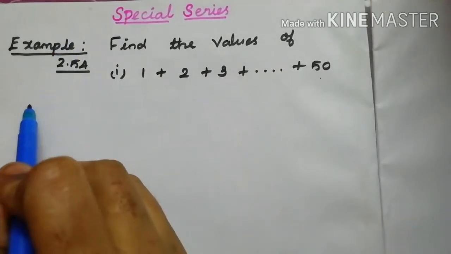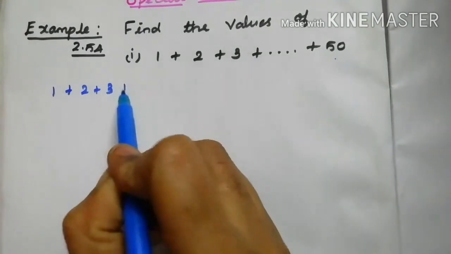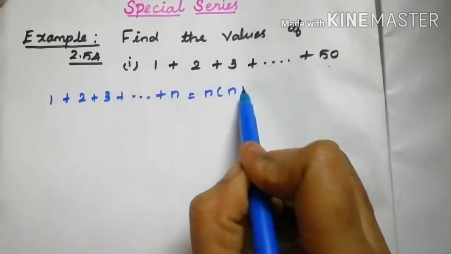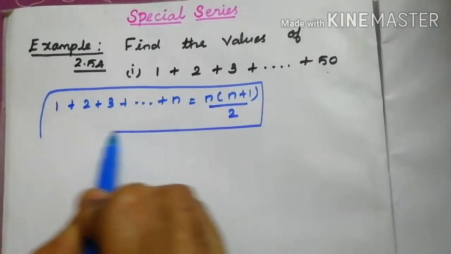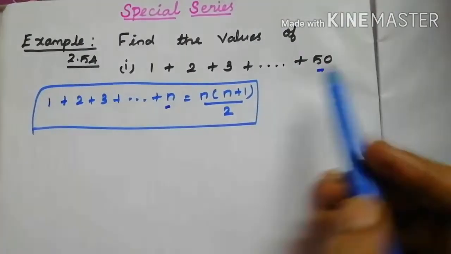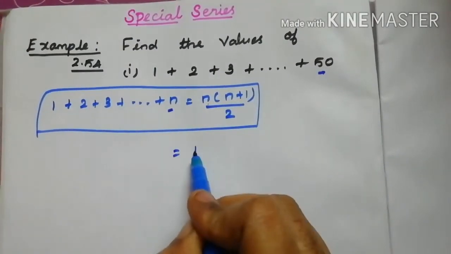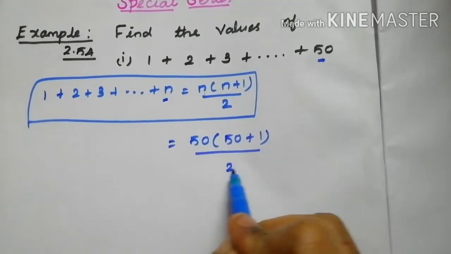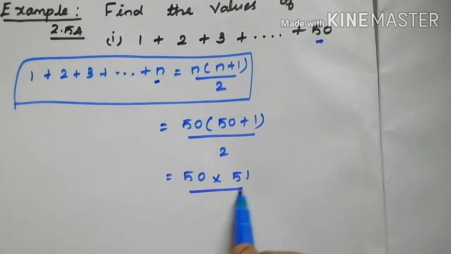So we take a formula. We know that 1 plus 2 plus 3 plus etc. plus n is equal to n into n plus 1 by 2. This is our formula. Here instead of n we have 50, so we substitute 50 for n. So 50 into 50 plus 1 by 2. 50 into 50 plus 1, we have 51, by 2.